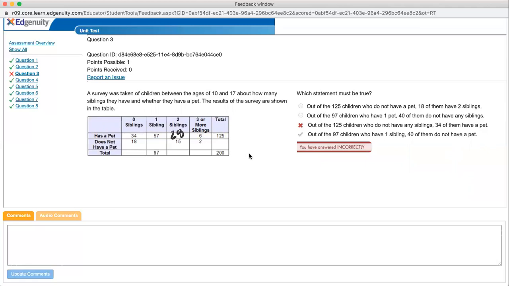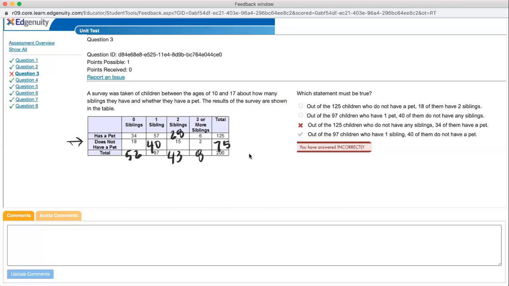I cannot do the second row, so I'm going to do the first column. If 34 have pets, 18 do not have pets, that total is 34 plus 18, and that gives me 52. This column, 97 total, take away the 57 that do have a pet, so that leaves me with 40 that don't. I could have done that in my head. 28 in this column have a pet and 15 don't, so my total there is going to be 43. This one is 8. 6 plus 2 is 8. And then the last one, 200 minus 125, is going to be 75 right here. Or you could just add down this row.